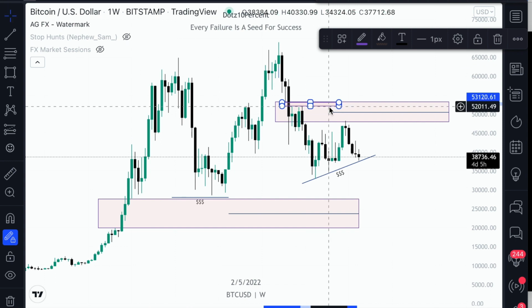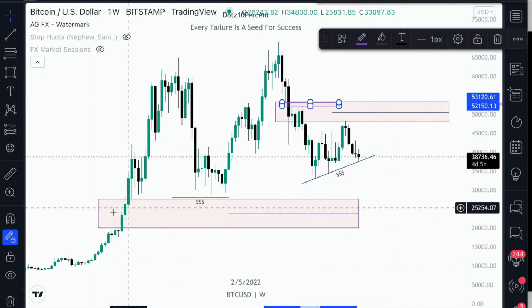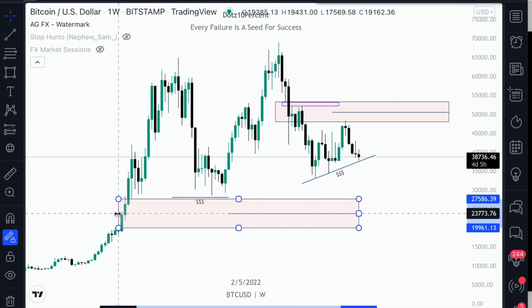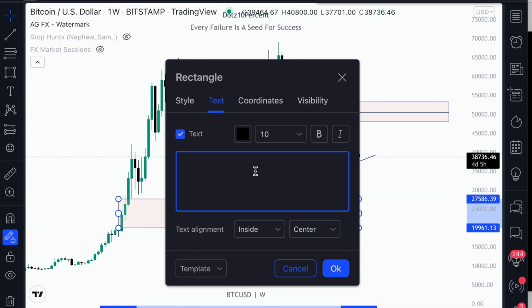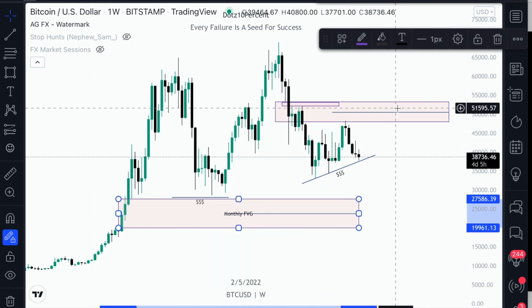For when an imbalance is this small, I personally wouldn't mark out the midpoint. I'll just leave it there. Another important thing that I actually forgot to mention is that I will usually mark these up just so I can differentiate. Right, it just makes it easier for me.